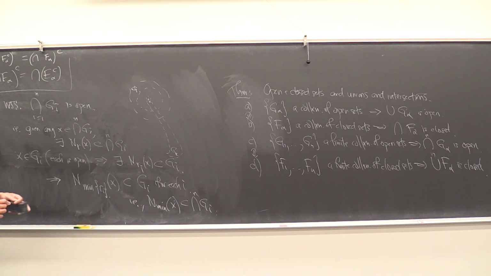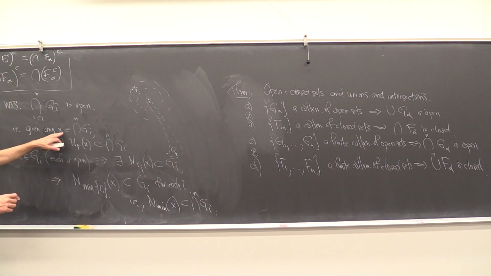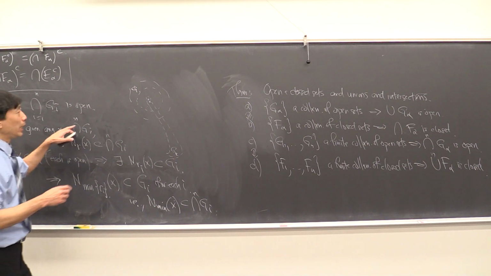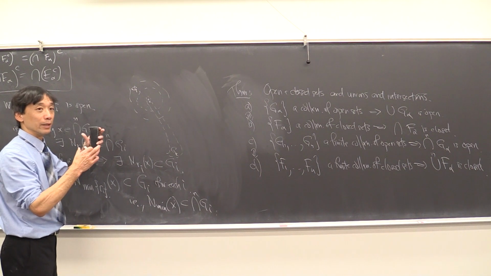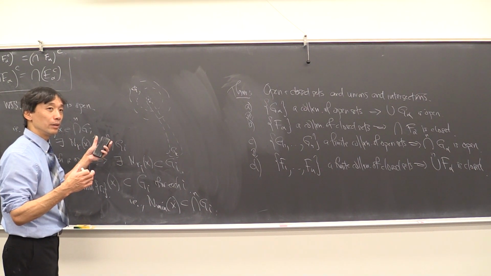But what we want to show is that every point in the set is interior, right? In other words, that every point in the set has a neighborhood around it that's contained in the set. That's all we need to show. Got it. Okay.